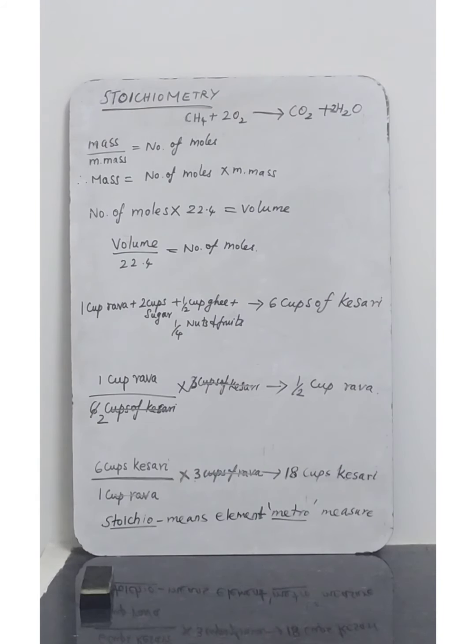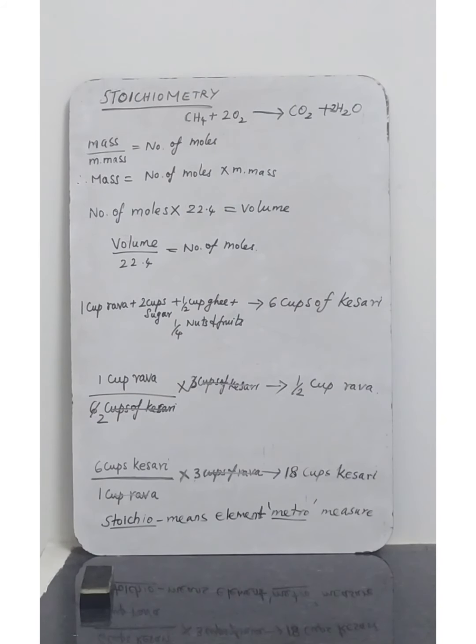Understood? For example, I have taken the combustion of methane for explaining the balanced equation. What is the formula for methane? We have learned in 10th standard the homologous series: methane, ethane, propane, butane, isn't it? So the formula for methane is CH4. This CH4 will undergo combustion.